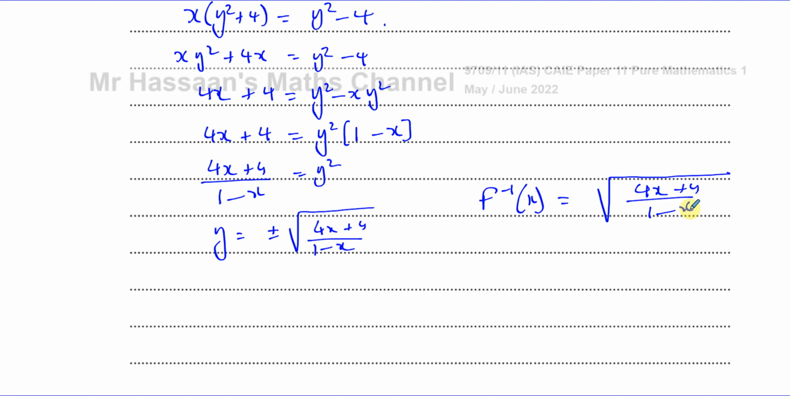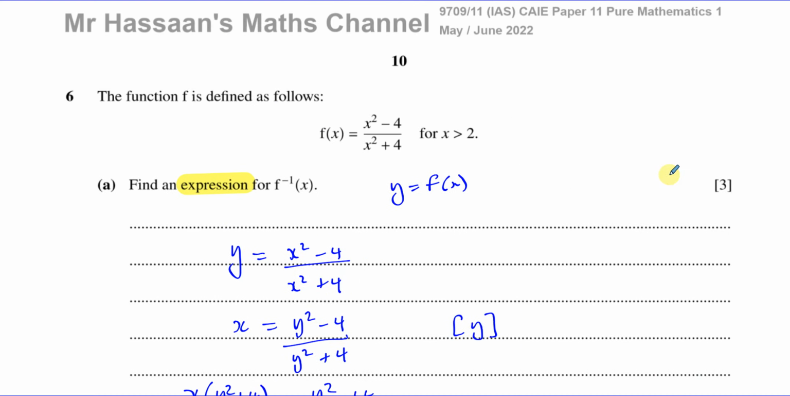Now, the general rule is if the domain has been restricted such that it is to the right of a particular value, you could say to the right of the vertex, then we will take the positive square root.